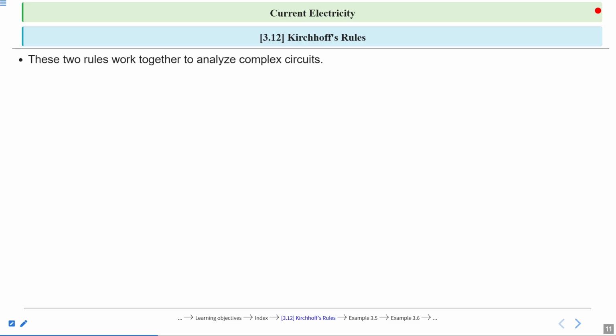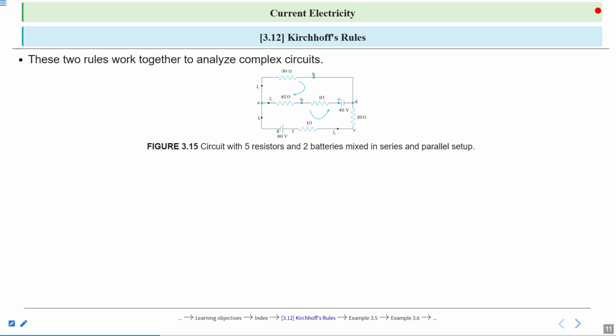These two rules work together to analyze complex circuits. Like this is the figure 3.15 circuit with 5 resistors and 2 batteries mixed in a series and parallel setup. So this is the diagram, figure 3.15.